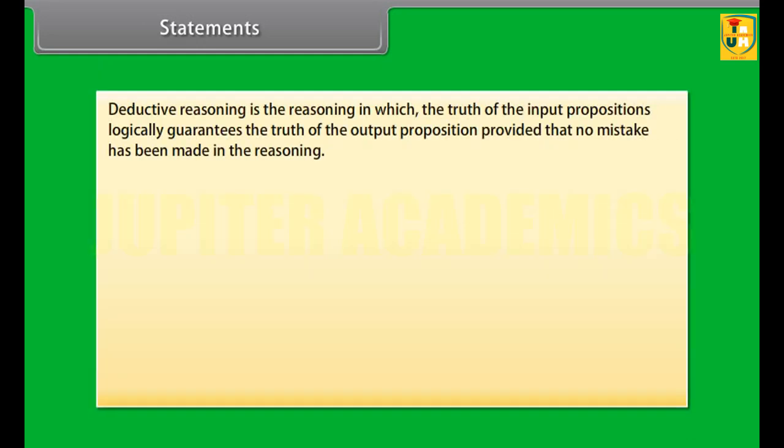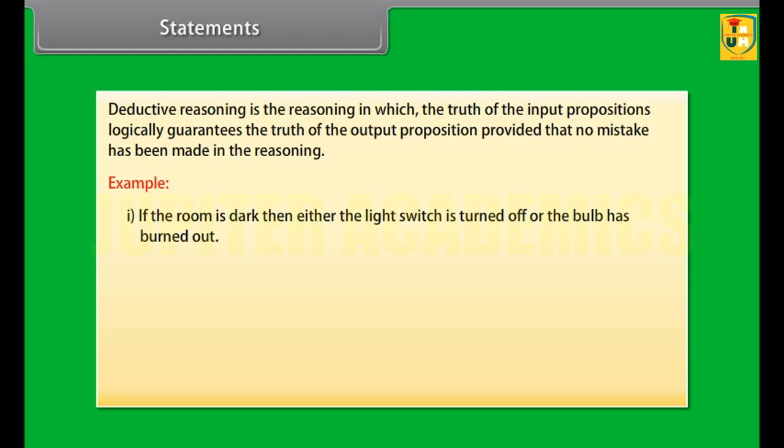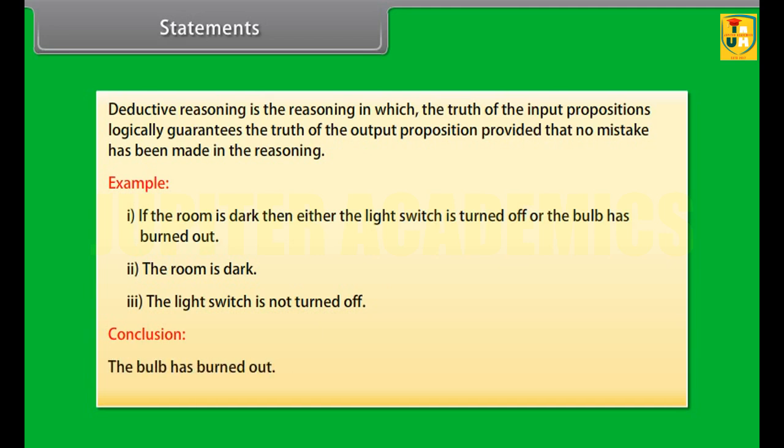Deductive reasoning is the reasoning in which the truth of the input propositions logically guarantees the truth of the output proposition, provided that no mistake has been made in the reasoning. Example: 1. If the room is dark, then either the light switch is turned off or the bulb has burned out. 2. The room is dark. 3. The light switch is not turned off. To the conclusion, the bulb has burned out.